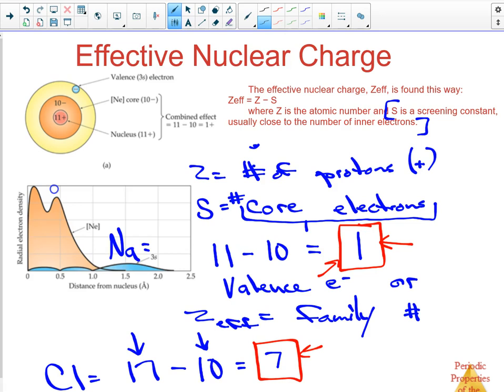And that's easy to find. That's the smaller one in the box, right? Minus S, which is the screening constant, usually close to the number of inner electrons. And we say usually because sometimes it isn't, but in this class it always is. All right? So, Zeff, you have Z minus S. Z is the number of protons, which are positive. S is the number of core electrons, all right, which are your negatives.